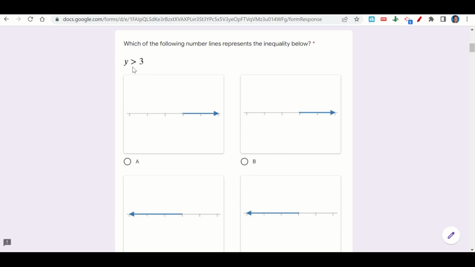Well, we notice they didn't add anything extra, so we won't either, so we should have an open circle. This one has an open circle, this one has an open circle, these two are closed, so it can't be these two, it's got to be one of these two here. And we want all the y's bigger. Where are all the y's bigger? The y's get bigger to the right, so it should be this one here.